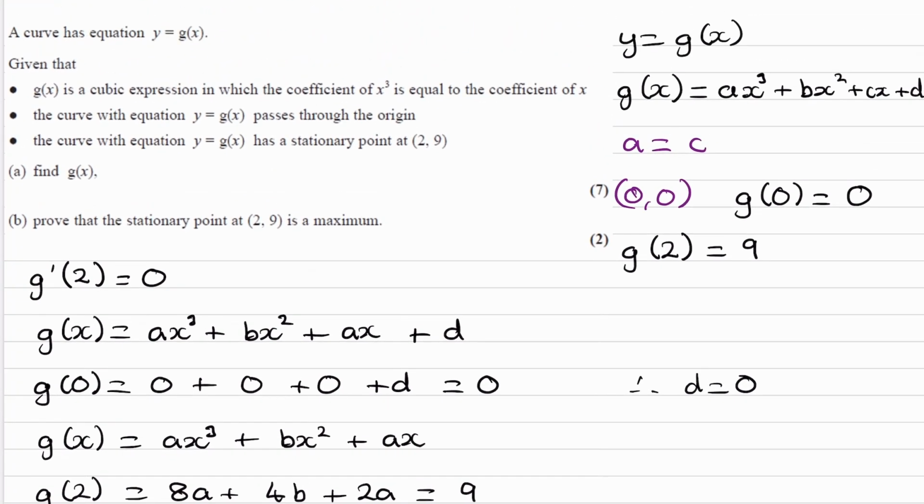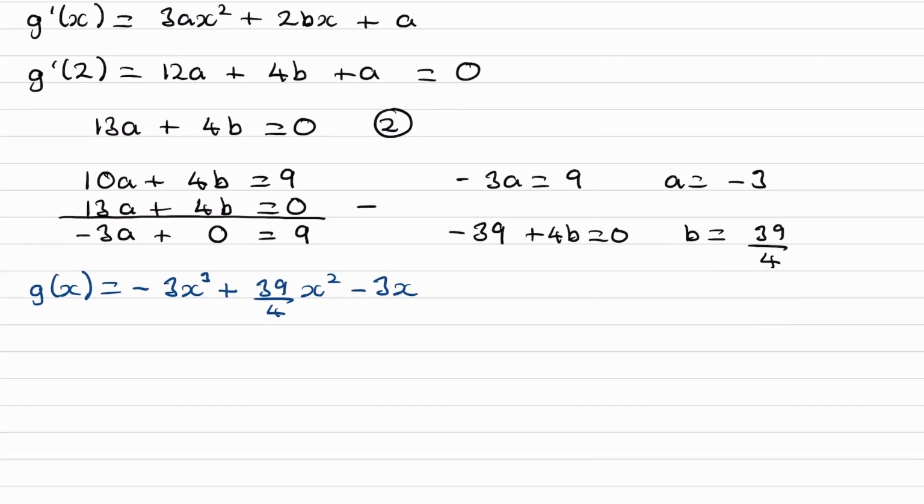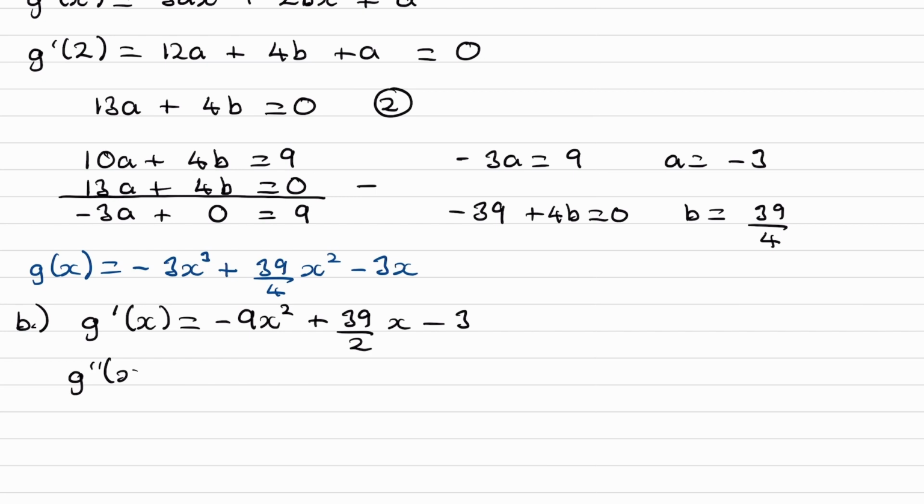Now for part B, prove that the stationary point at 2, 9 is a maximum. So to find the nature of stationary points, we have to double differentiate. So let's differentiate this once, first of all. G dash x will give us minus 9x squared. So 2 times 39 over 4 will be 39 over 2, minus 3. Differentiate one more time, g double dash x. That will be minus 18x plus 39 over 2.